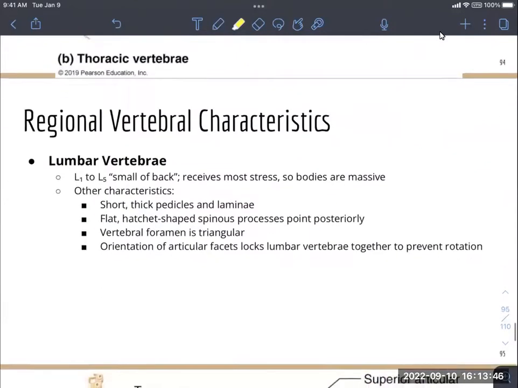So here is the lumbar. As we said, there's 5 of them. There's 5 vertebrae here. They actually receive the most stress because they're carrying the weight of most of the body at that point, the upper part of the body. So the pedicles are thick, they're short, so are the lamina. That spinous process is kind of like a hatchet shape. The vertebral foramen is triangular, and that body we said is kind of kidney shaped.